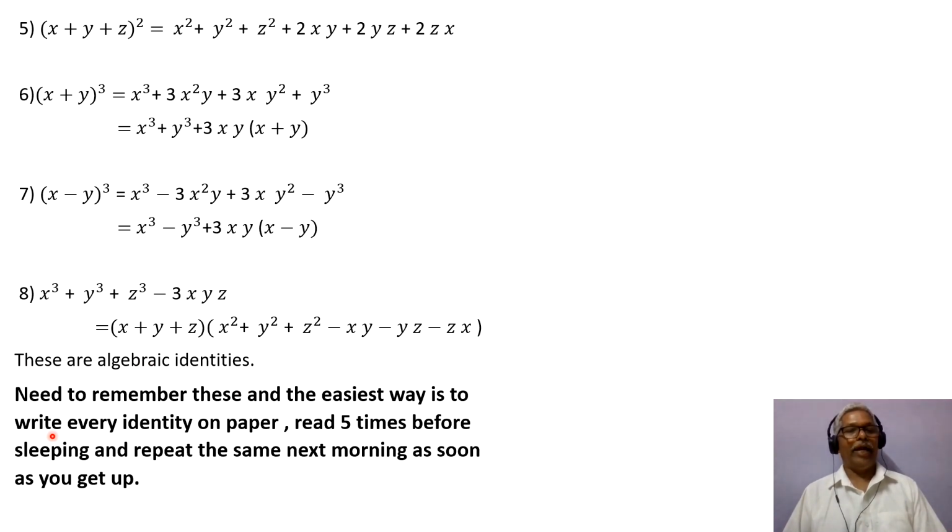And this comment we have seen at least twice before. I am just reading it again. Need to remember all these identities. The easiest way is to write every identity on paper, read 5 times before sleeping, and repeat the same next morning as soon as you get up. You will see, I have done all this and results are good.